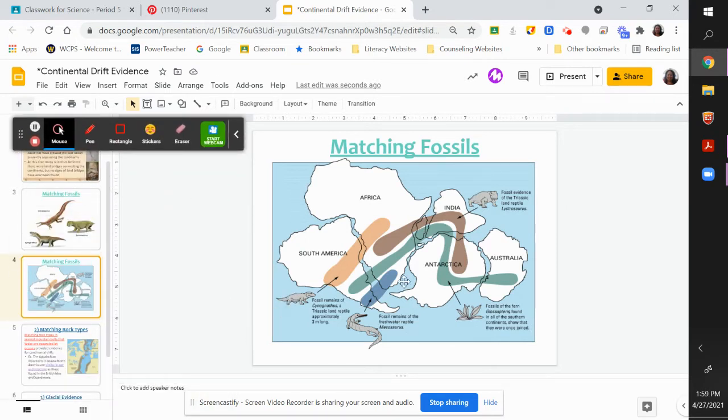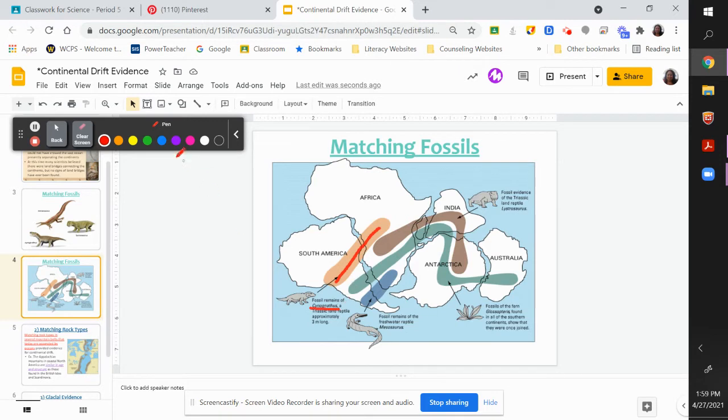So the first type would be the Cynognathus, so I'm going to underline that here. So look at this. The Cynognathus is in South America and Africa. So there's fossil remains of this living thing in South America and Africa. How is that possible if they weren't connected so long ago? This is what Wegener is saying.